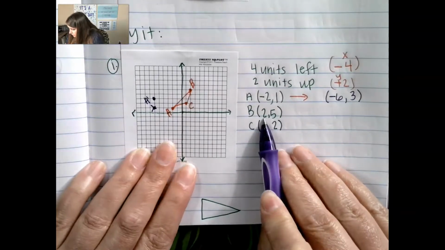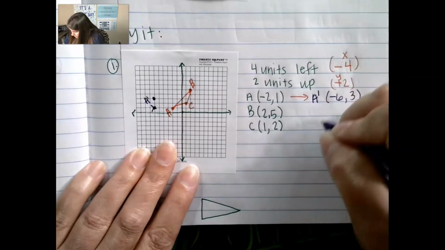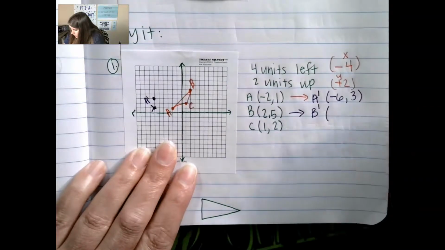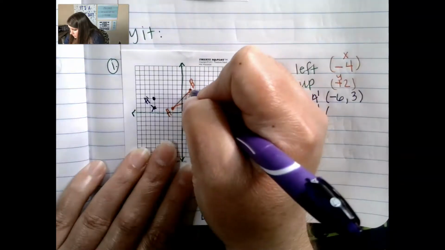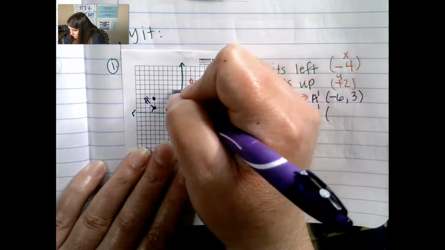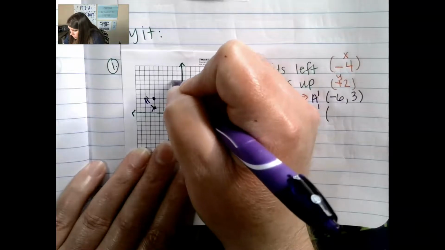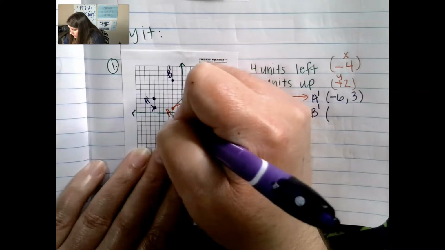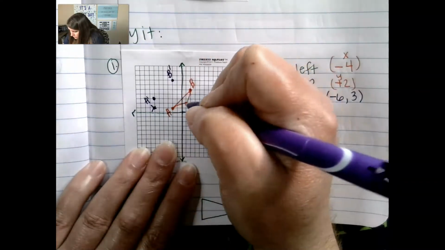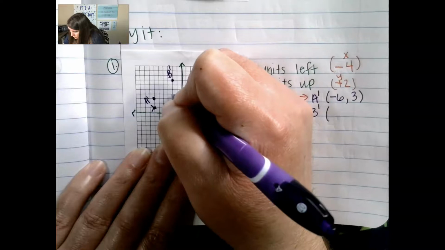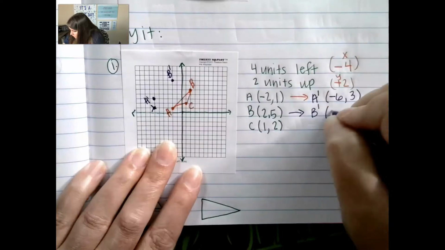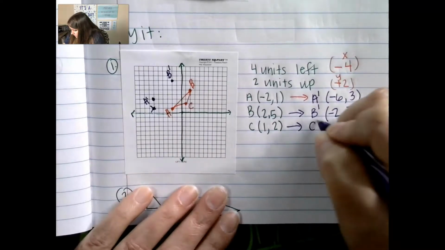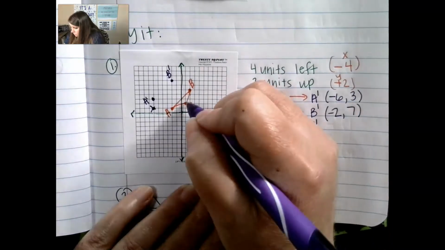On point number 2, which is B, I'm going to translate this one 4 units. 1, 2, 3, 4, and then up 2, 1, 2. You're just moving dots. So you are at negative 2, 1, 2, 3, 4, 5, 6, 7. Negative 2, 7. And then our last one, C1, we're starting at 1, 2.